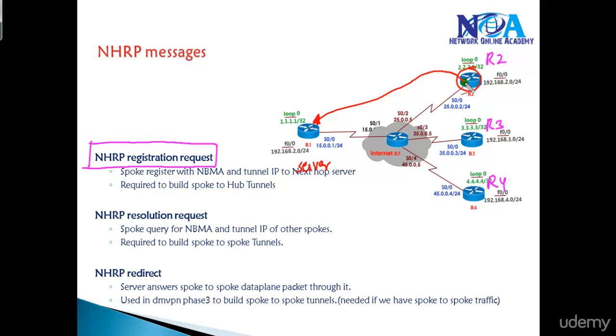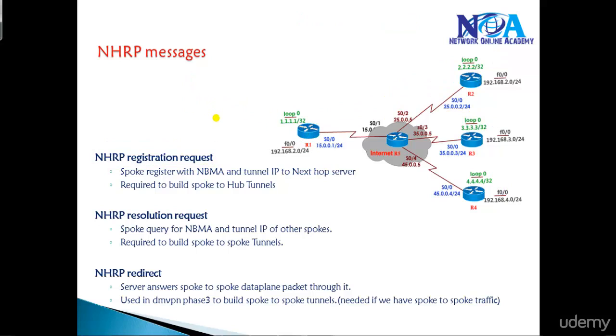Like router 2, whatever IP address they are using, let's say in my scenario the tunnel IP address is 10.0.0.2, and whatever the public IP address they are using, they need to register themselves with the server. So they need to provide their own information to the server so that the server can maintain that database information. So that's what we call a register request. Spokes must register their own NBMA address.